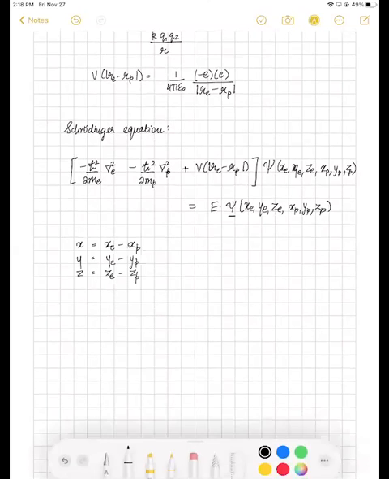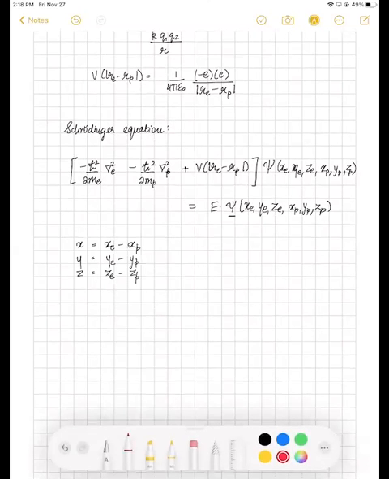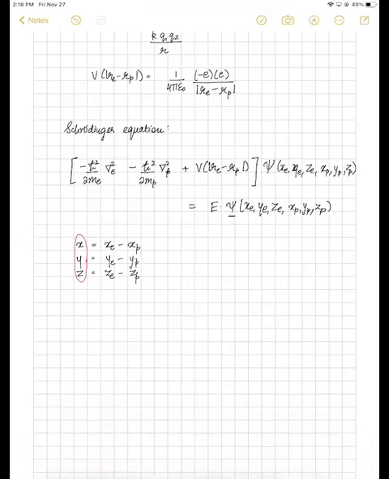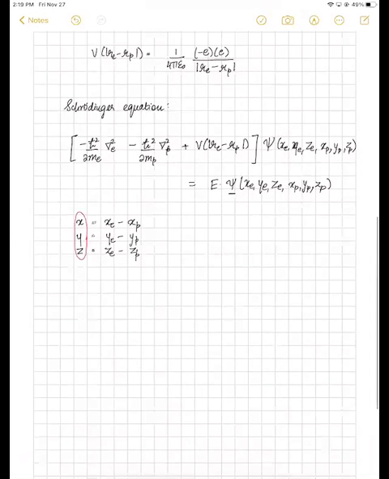So we've defined these 3 relative coordinates first. And now we have 3 coordinates, but we know our wave function is a function of 6 coordinates. So we need 3 more coordinates. Where do we get that from? And for that, we're going to use something known as the center of mass.